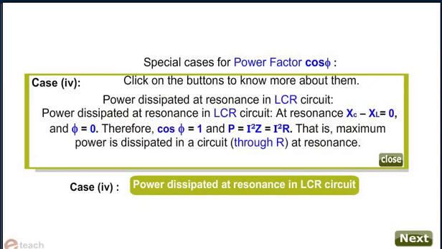Power dissipated at resonance in LCR circuit. At resonance, Xc minus XL equals 0 and phi equals 0. Therefore, cos phi equals 1 and P equals I square Z equals I square R. That is, maximum power is dissipated in a circuit through resistance R at resonance.